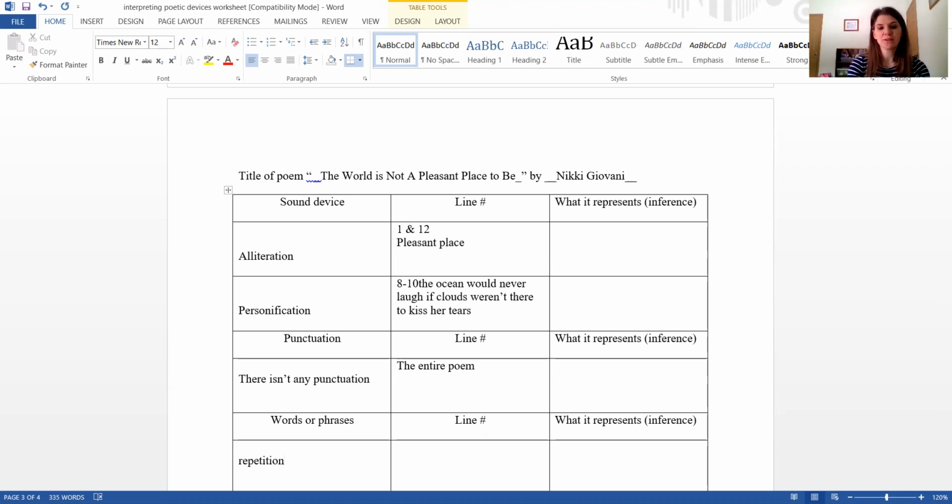All right, now I've started to fill in for words or phrases, and technically we could have flip-flopped the personification and the repetition boxes because I said earlier, repetition could fit in as a sound device, and now I screwed it up again, but at least we have the information in there. So repetition are words, phrases, or lines that are repeated throughout a poem. So let's take a look back at the poem. What is it that is repeated?